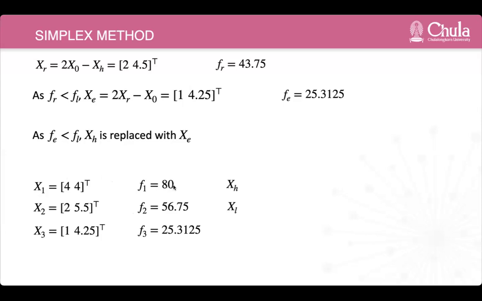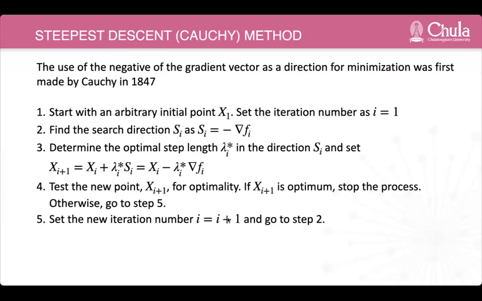X1 objective function is 80. This one is 56.75. And the best one we just obtained is 25 point something. Okay. This is XH. This is XL. No, this is not XL. XL is here. Sorry. So you find the centroid. Sorry, this one I should write XL.